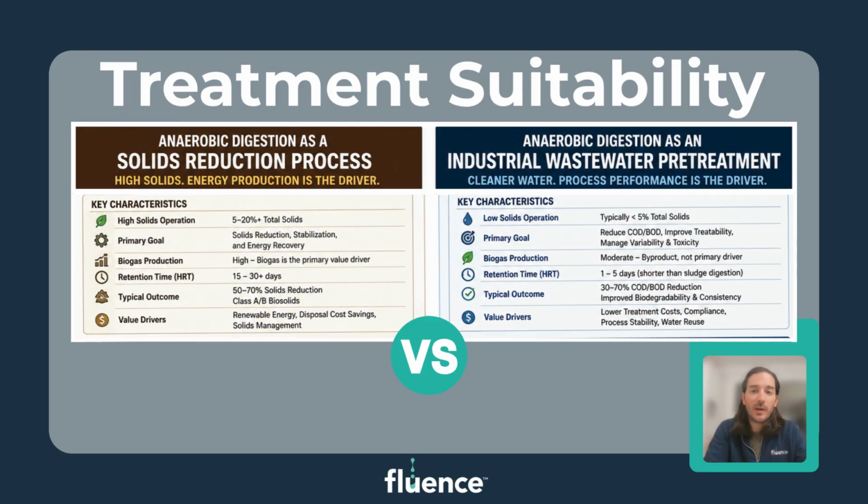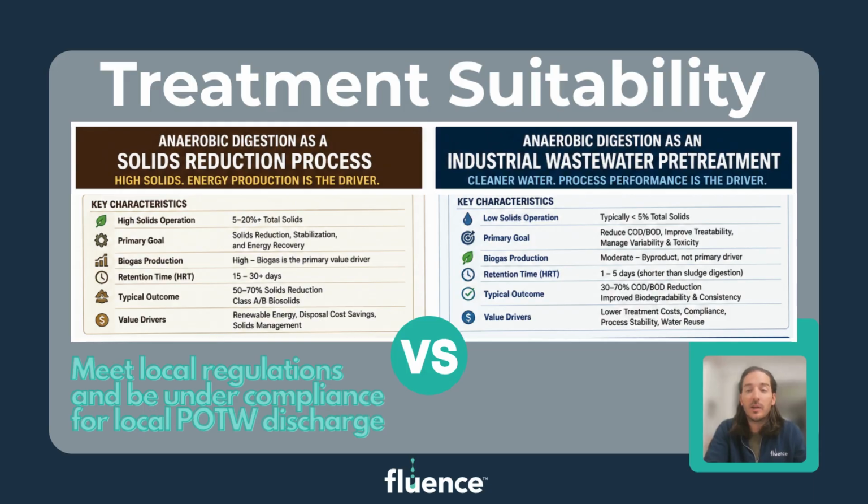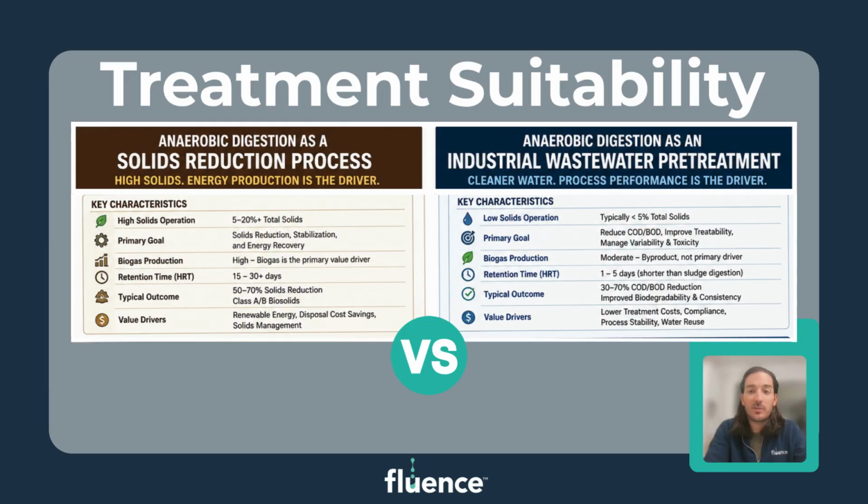For these industrial applications, the concentration of solids in the primary effluent is considerably less than in other applications. The main goal here for these facilities is to meet local regulations and be under compliance for local POTW discharge. Most industries are focused on staying in compliance, so these industries need a stable, reliable mechanism for wastewater treatment.